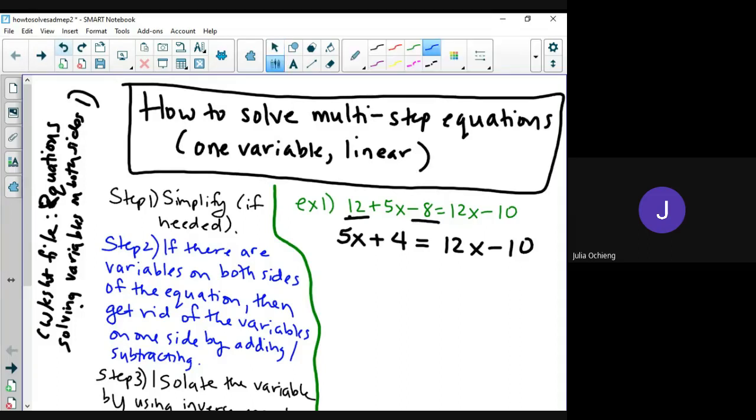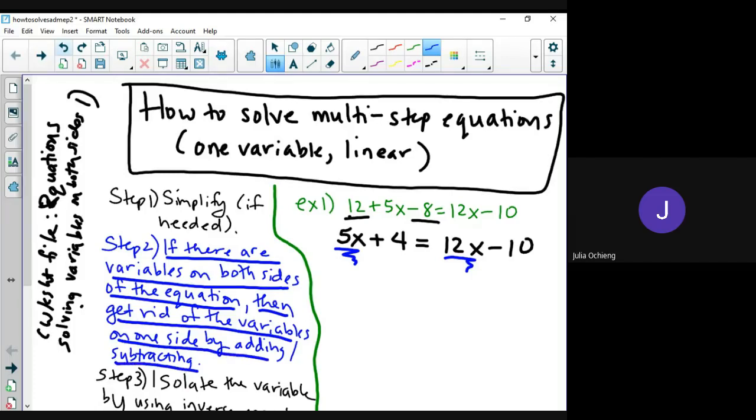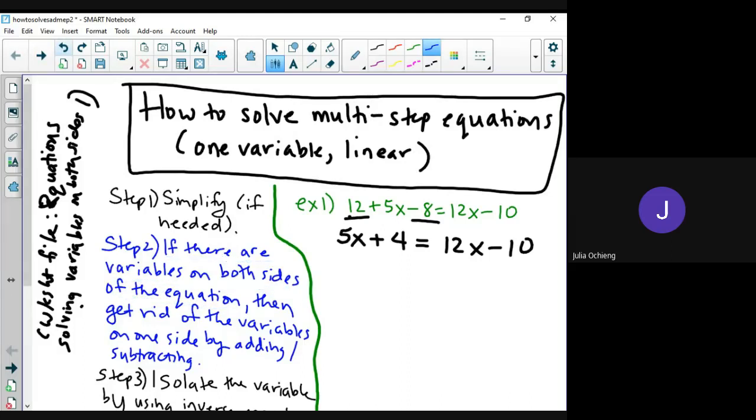Step 2, if there are variables on both sides of the equation, and in this case there are, because there's 5x and 12x on both sides, then get rid of the variables on one side by adding or subtracting. So let me explain to you what that means in this problem. We can't solve for x if it's on both sides of the equation. That's the problem. So we have to get rid of one of them.